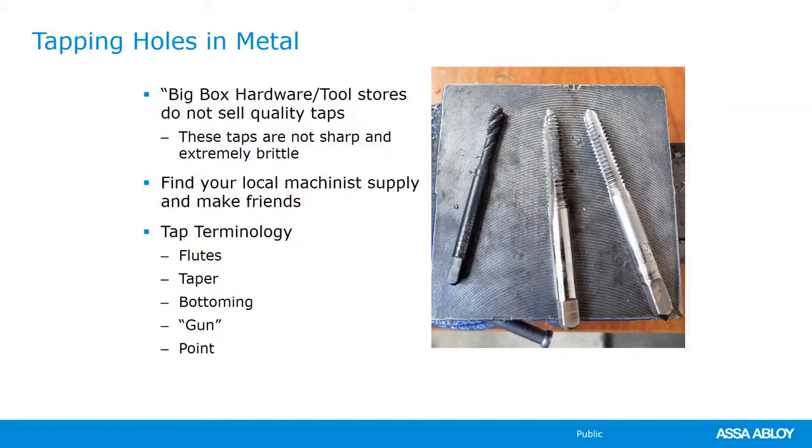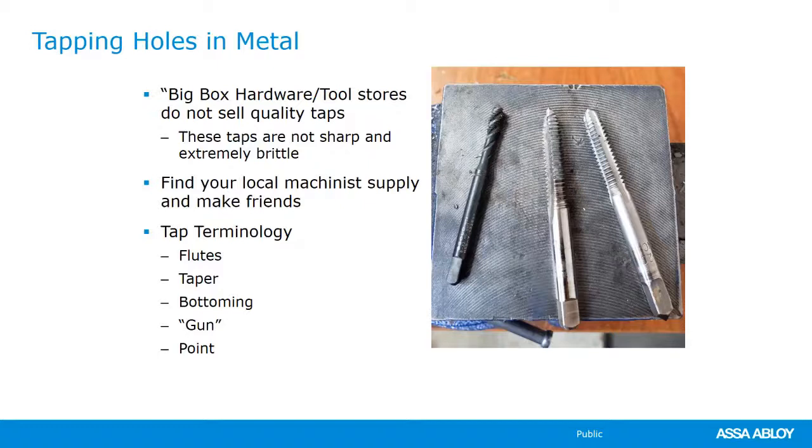The bit in the center is a 2-flute spiral point gun tap, and these changed my life because you can use them in a drill. You still need to first drill your hole, but you can use these in a drill instead of just a tapping wrench. With some practice, you can use these to tap hundreds of holes and not break them.